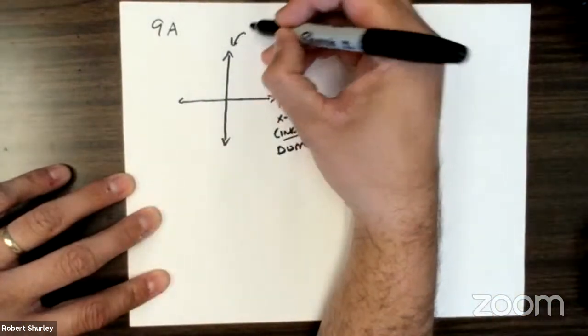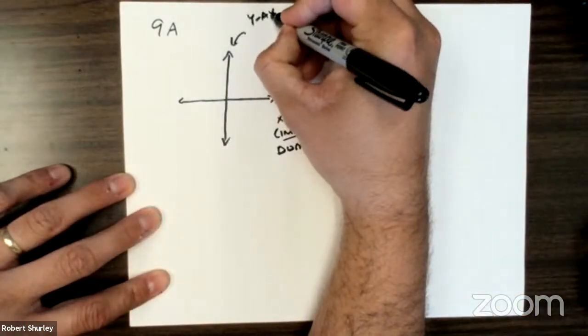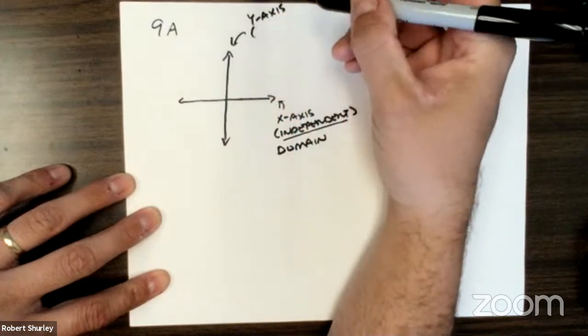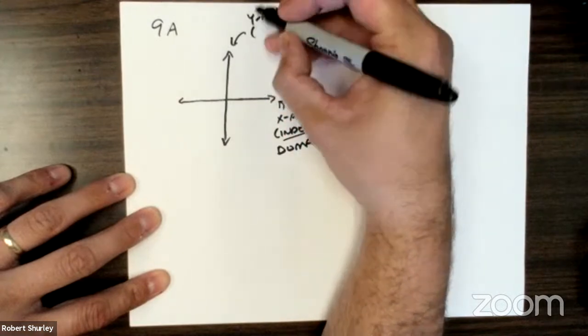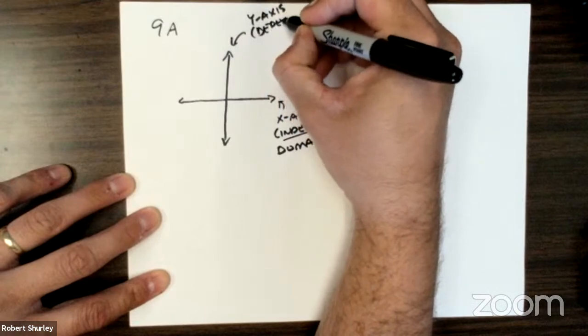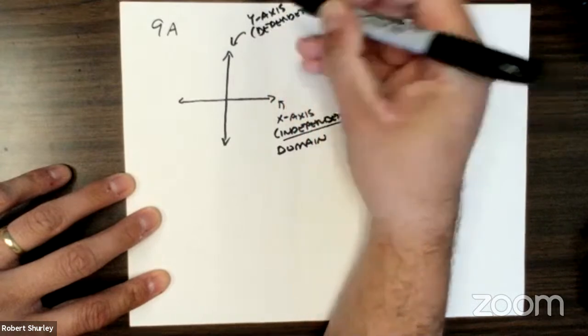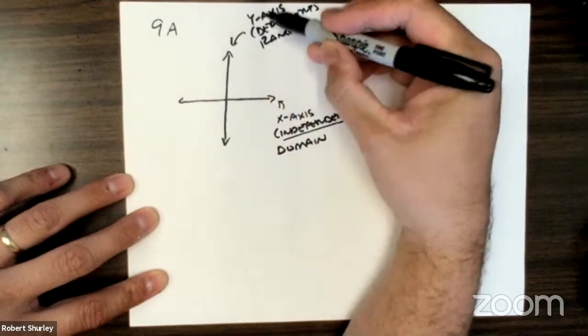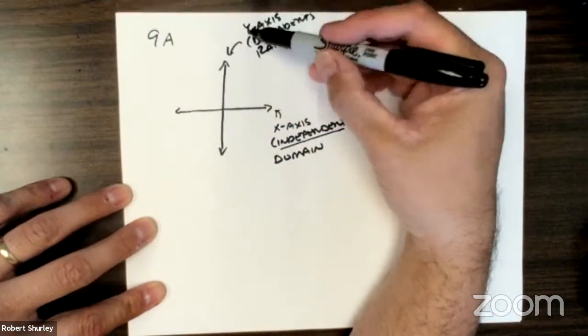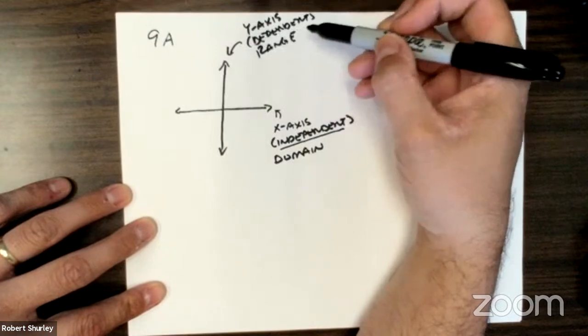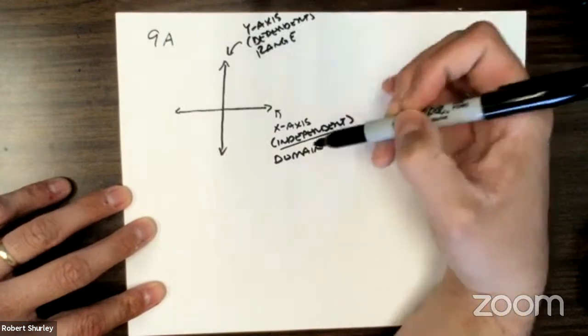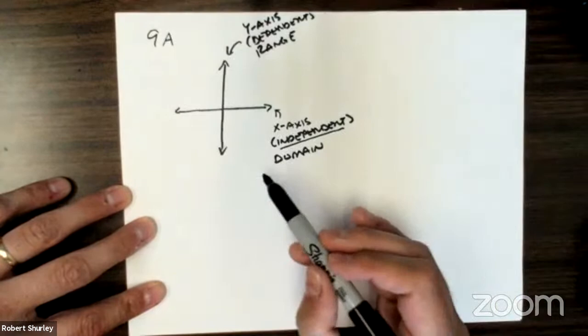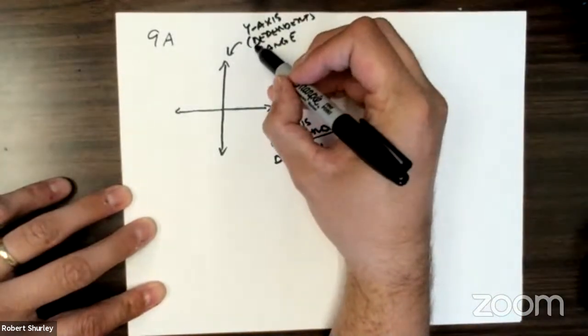Now the y-axis, which is this vertical axis, we're going to call the dependent variable. And it's also called the range. Okay, so these 3 things all mean the same thing. If you hear y-axis, it's the dependent variable. It's also the range. Okay, x-axis, independent variable, and the domain.